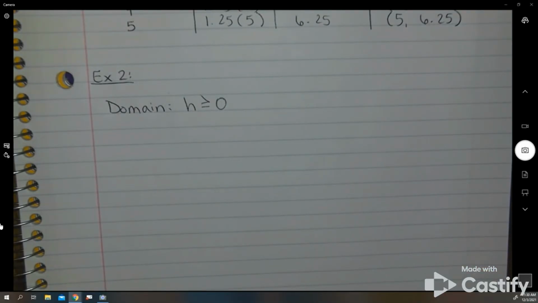Because he could choose not to run at all, right? And then he would just have 0 miles run. But he also could choose to run for part of an hour if he wanted to. So our domain for this one, we would say h is greater than or equal to 0, because he could run 0 miles. And then we're going to use this continuous data, and we're going to make an input-output table.